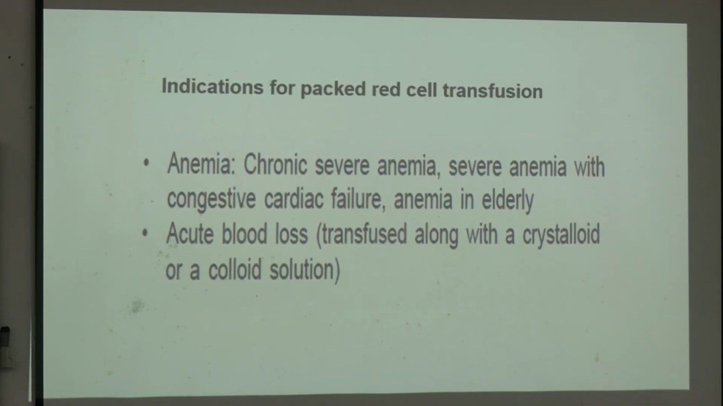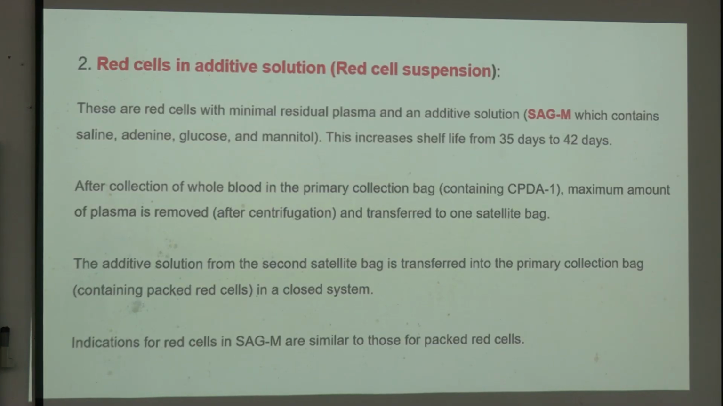So what are the indications? You should know the indications of each of the components. The indications of packed red cell transfusion are anemia and acute blood loss. Anemia means chronic severe anemia, anemia with congestive cardiac failure, anemia in the elderly, as well as acute blood loss. The next component is RBC in additive solutions.